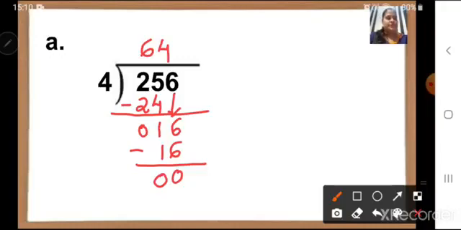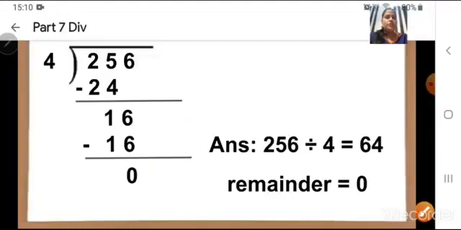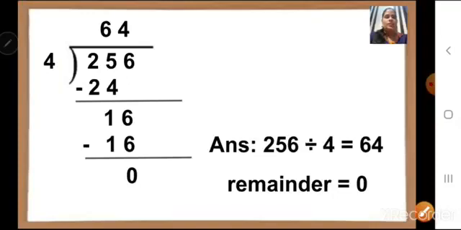Now children, note down in your notebook properly all the steps. The numbers you are going to put in one box properly. Now 256 divided by 4 is equal to 64. 64 is our quotient and remainder is equal to 0. Correct? Here we have got 0.